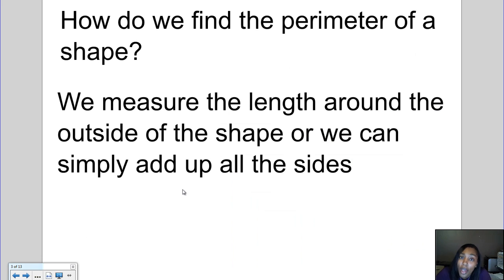So how do we find the perimeter of a shape? Well, we can measure the length around the outside of the shape, or we can simply add up all the sides of the shape.